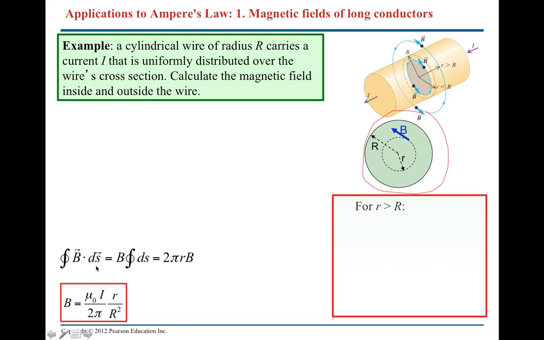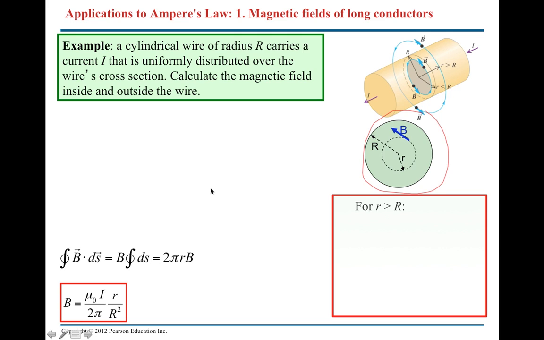If I do the outside first, then for B dotted with ds, B is constant, and I need to know the angle between B and ds. ds at any point is this way, and my B is this way, so the angle between them is 0, and cosine 0 is 1. So I can take this as B ds, and B comes out because it's uniform, and the only thing I have to worry about is integrating ds, which is simply 2 pi r. So the left-hand side of Ampere's formula is simply 2 pi r multiplied by B.